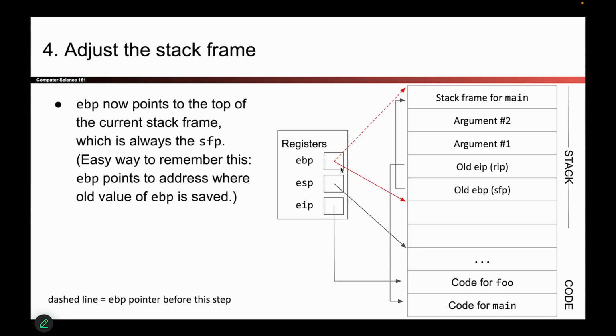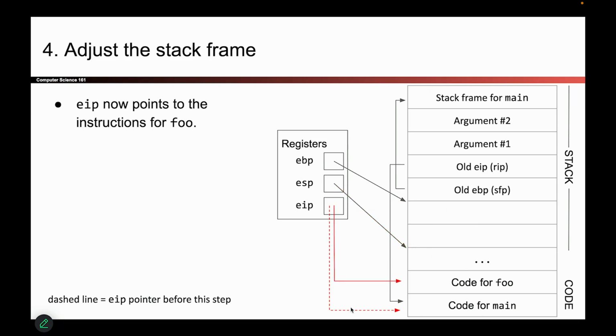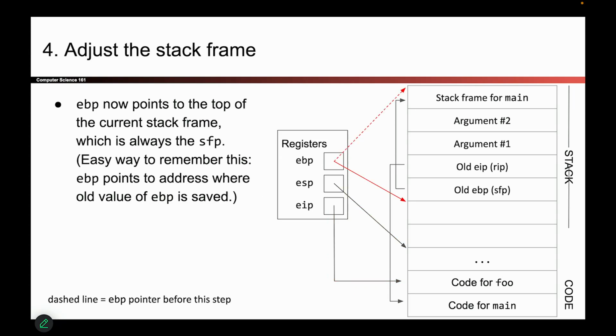So to give you a before and after, EBP used to be at the top of the main stack frame. Now it's at the top of the new stack frame for foo. ESP used to be at the bottom of the main stack frame. Now it's at the bottom of the foo stack frame. And finally, EIP used to point at main. Now it points at the code for foo. So all three of my registers changed. And this is what they look like before and after. So that's all the registers moving down.